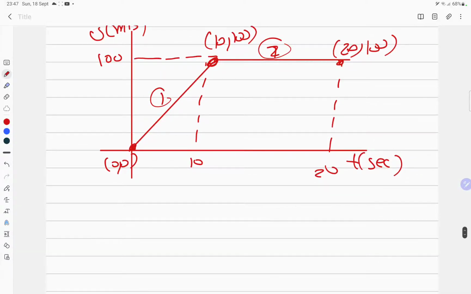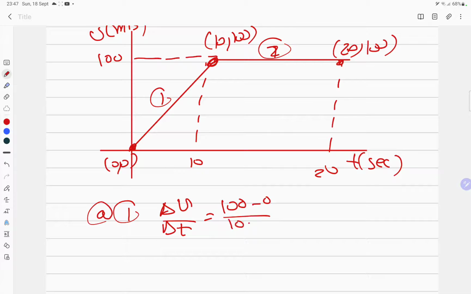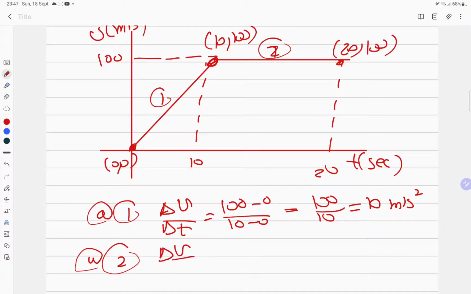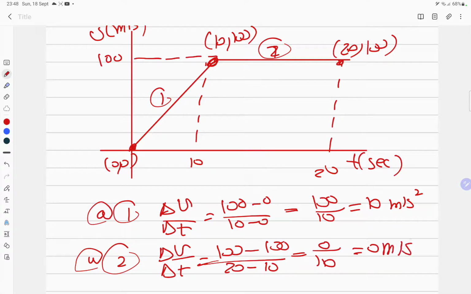I want the acceleration at part 1. The acceleration is delta v over delta t, and that is equal to 100 minus 0 over 10 minus 0, and that's equal to 100 over 10, which is equal to 10. 10 what, guys? Meter per second square. This is part 1. At area 2, of course, delta v over delta t. Actually there's no need to calculate, it's 0, but let's do it for the students who want to understand. 100 minus 100 over 20 minus 10, 0 over 10, and that equals 0 meter per second square.